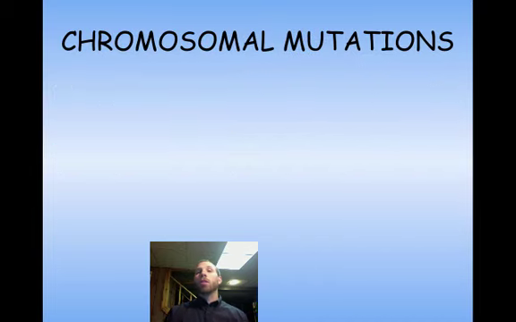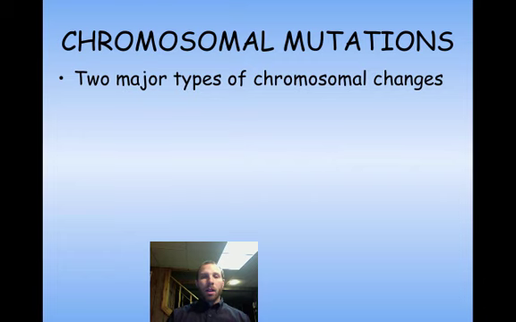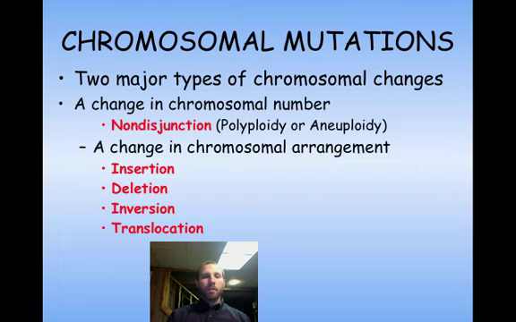Now we're going to talk about chromosomal mutations. These are a much bigger deal than gene mutations. We'll see why here in a second. There are 2 main types of chromosomal mutations. You can have a change in chromosomal number, which is called a non-disjunction.